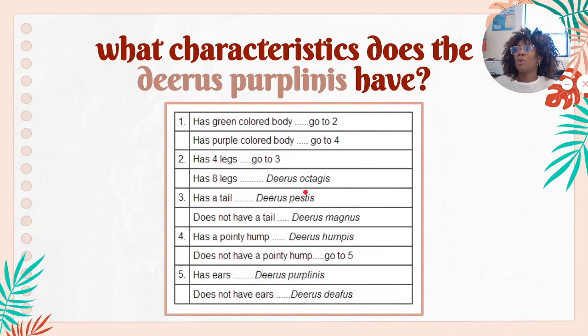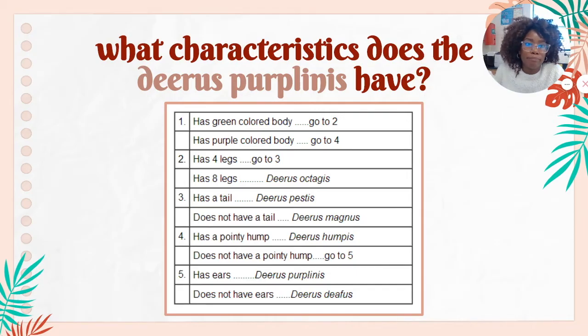All right, so that's one way that I can ask you questions. You can have a dichotomous key, have an organism, and have to tell me the organism's name or tell me the steps. However, we could also ask you, and when I say we could also ask you, I mean we are going to ask you this on the test, so make sure that you pay attention to this. They can ask you, what characteristics does the Dirus purpulinus have?